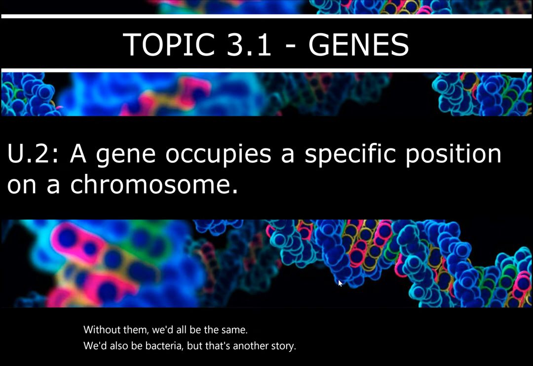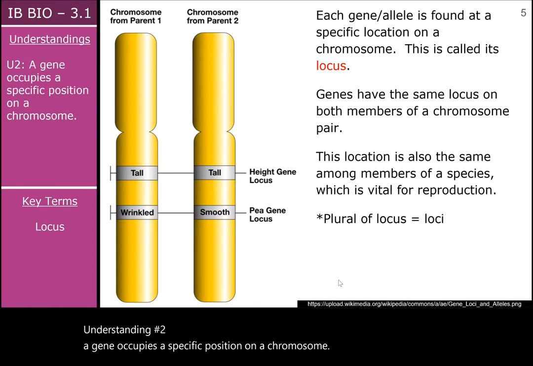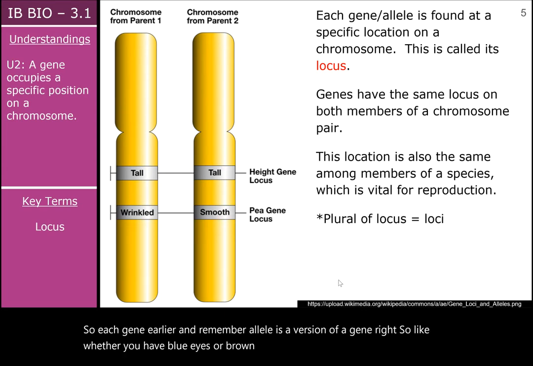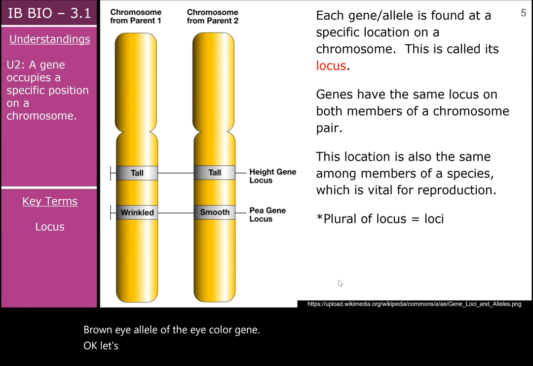Understanding number 2: a gene occupies a specific position on a chromosome. So each gene or allele, and remember, an allele is a version of a gene, right? Like whether you have blue eyes or brown eyes, you have the blue eye allele or the brown eye allele of the eye color gene. Okay, let's start over. Each gene or allele is found at a specific location on a chromosome. This is called its locus.